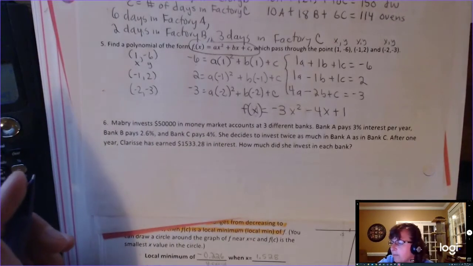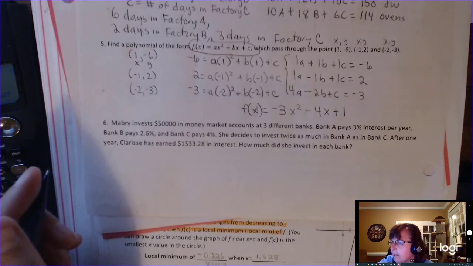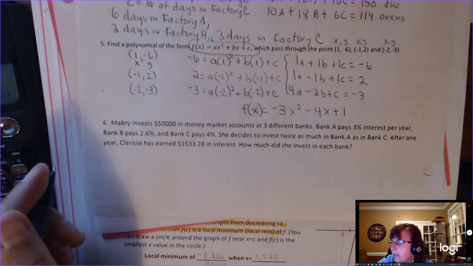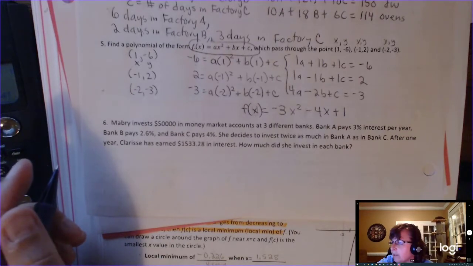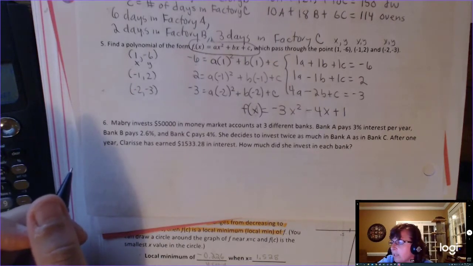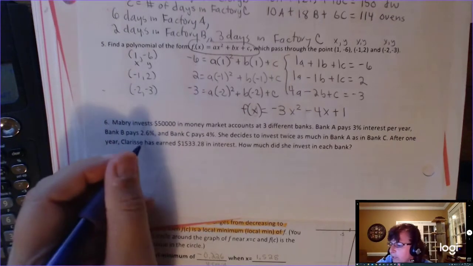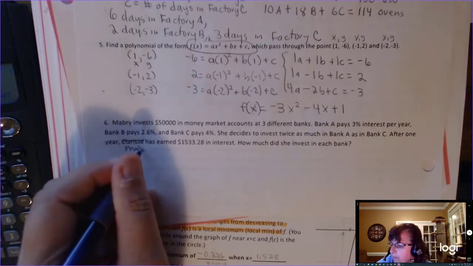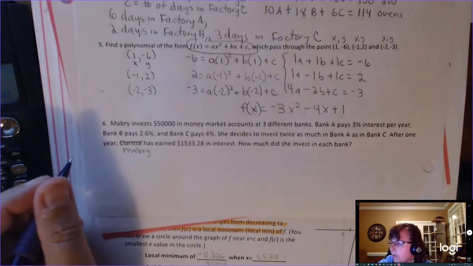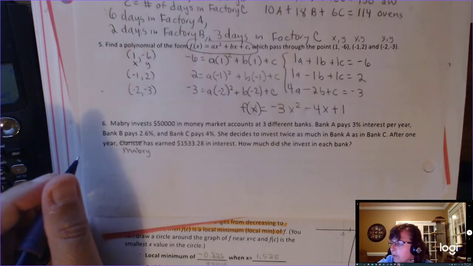Alright, last one. Mabry invests $50,000 in money market accounts at 3 different banks. Bank A pays 3% interest per year. Bank B pays 2.6%. Bank C pays 4%. She decides to invest twice as much money in Bank A as in Bank C. And after 1 year, Mabry, I forgot to change the name, has earned $1,533.28 in interest. How much did she invest in each bank?